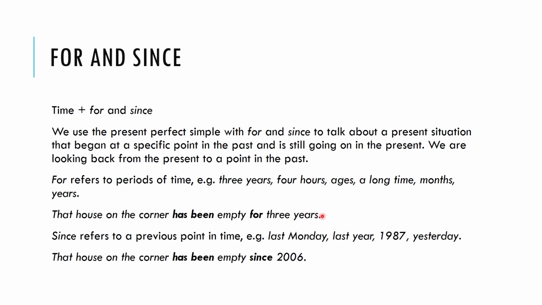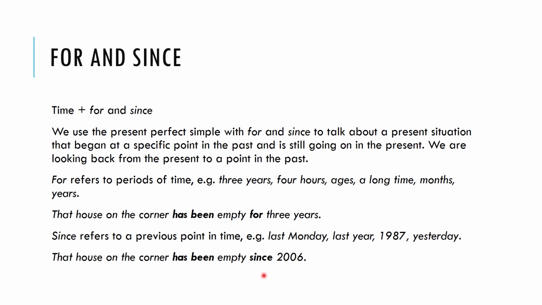A complete period. Okay, and when we use since, we refer to a point, a specific point, like the point which the event has started from in the past. Look, since refers to a previous point in time. Example, last Monday, last year, 1987, yesterday. Okay, and look at the example. That house on the corner has been empty since 2006.